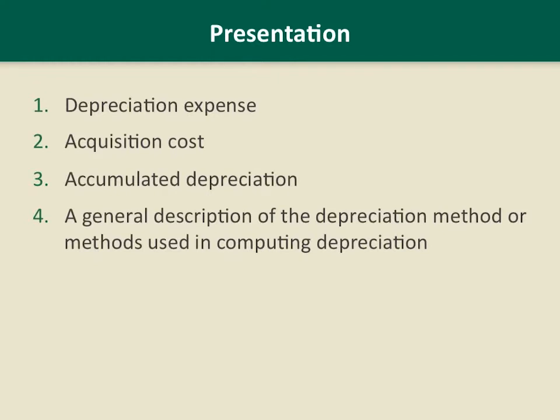Number one, depreciation expenses. Of course, if we're talking about natural resources, it is called depletion. Number two, acquisition cost. Number three, accumulated depreciation. Number four, the depreciation method that you use to calculate those depreciation expenses or natural resources depletion expenses.